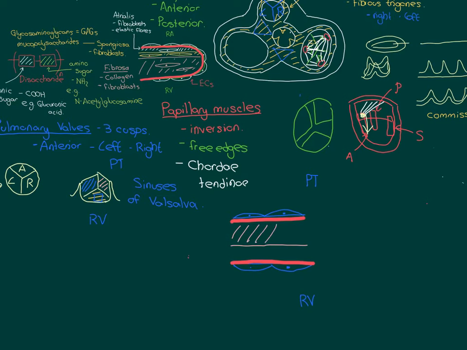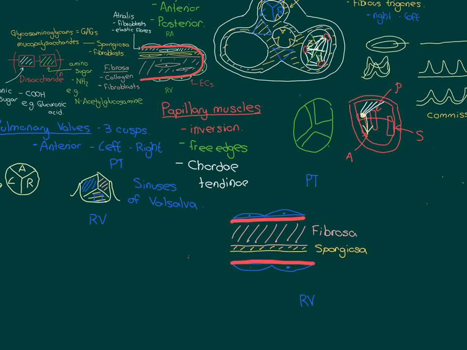So this layer here, which I'm colouring in purple or pinky colour, this is the fibrosa layer. Then underneath that you'll have the spongiosa layer, which I'll again do in this yellow colour. So this is the layer consisting of the mucopolysaccharide connective tissue rather than the collagenous connective tissue.